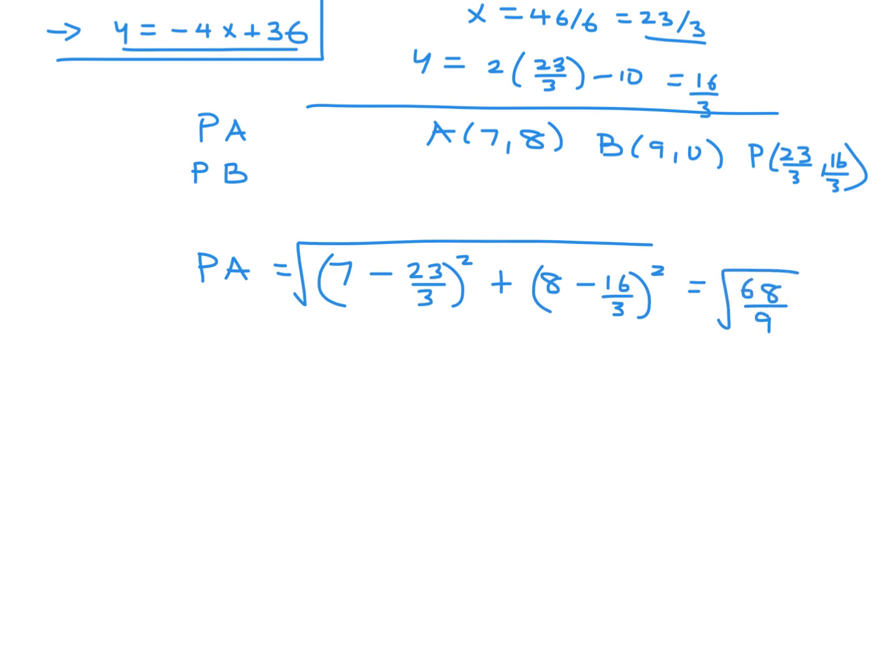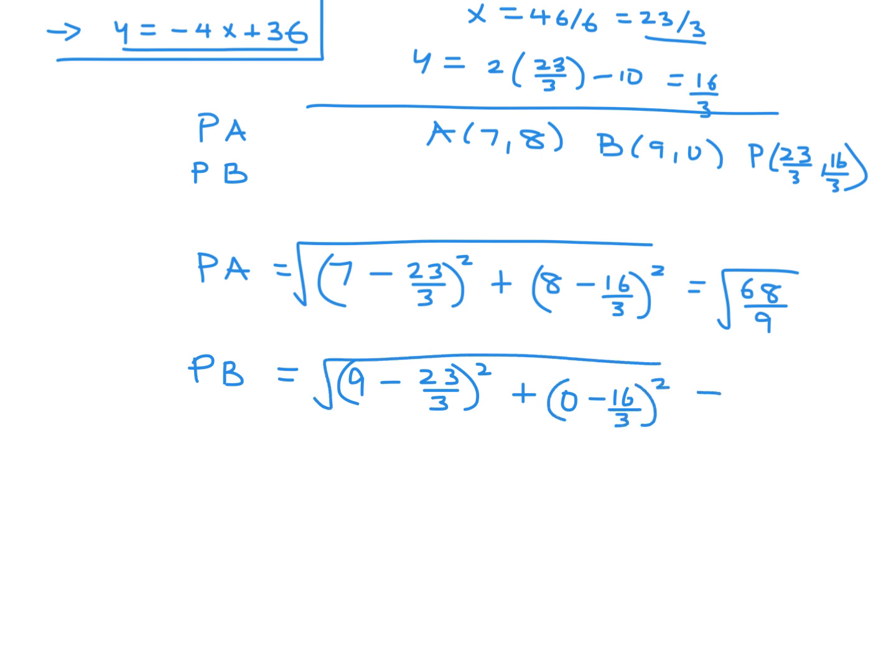Square root, of course. And then PB, using the distance formula, 9 minus 23 over 3 all squared plus 0 minus 16 over 3 all squared under the square root. And when you crunch out these numbers, it's 272 over 9. So obviously this one is bigger. So that means that PB is greater than PA. So that means that P is closer to A.